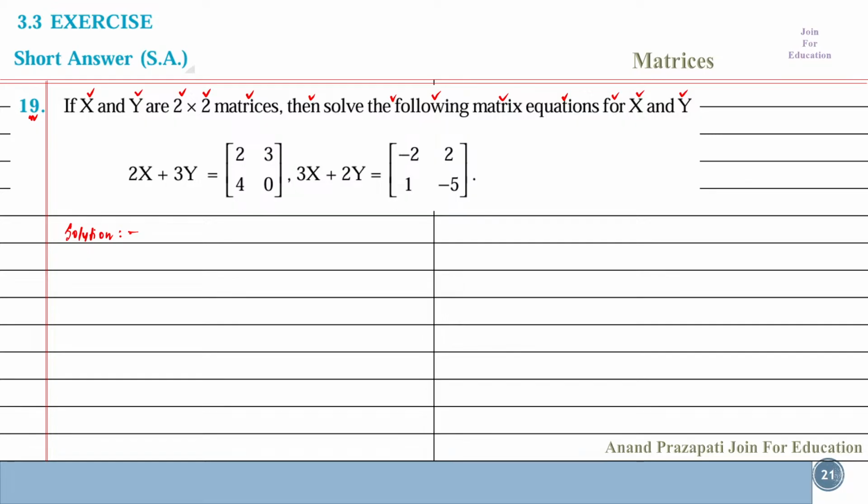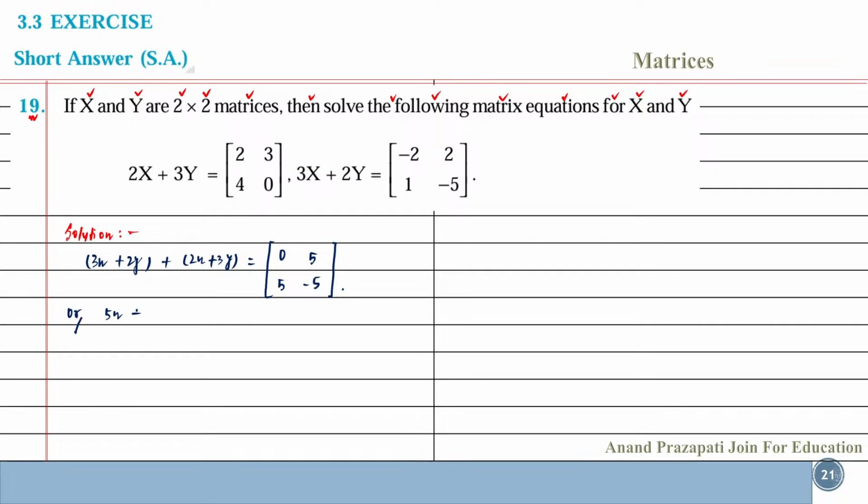So here 3x plus 2y plus 2x plus 3y will be 2 minus 2 plus 2, then we get 0, and 2 minus 3, 2 plus 3 equal to 5, and 4 plus 1 equal to 5, 0 minus 5 equal to minus 5. There is no problem to understand up to this step.